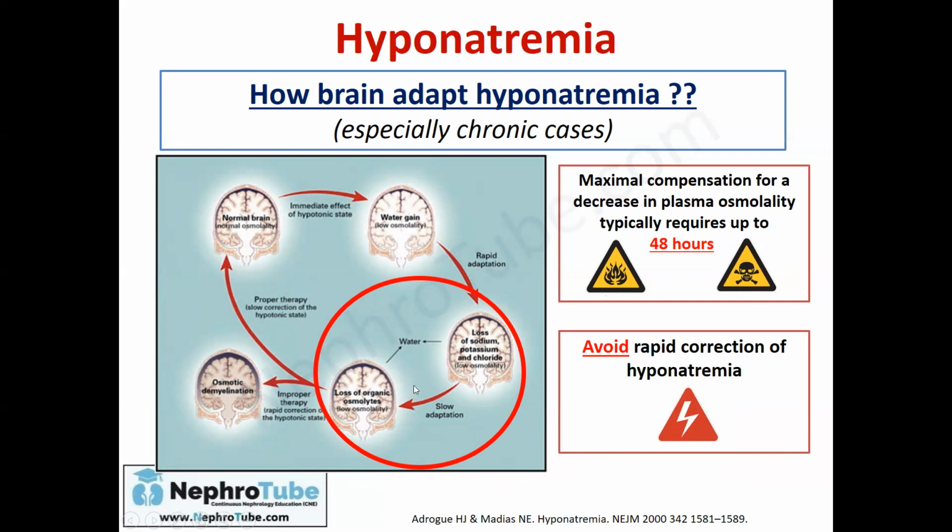Because with rapid correction of hyponatremia, the brain will try to reuptake the organic osmolytes again into the cells. And the reuptake of these organic osmolytes will also be slow. So correction of hyponatremia must be slow to give the brain time to adapt. As brain adaptation to hyponatremia is slow, correction must be slow. We'll talk about this in detail later in this lecture under osmotic demyelination syndrome.